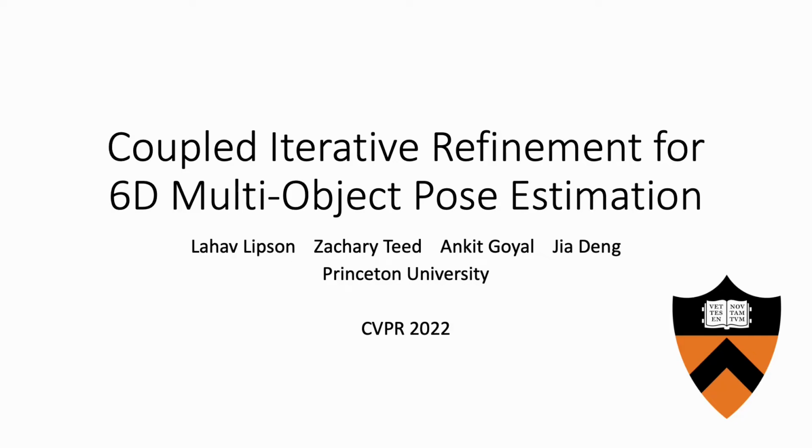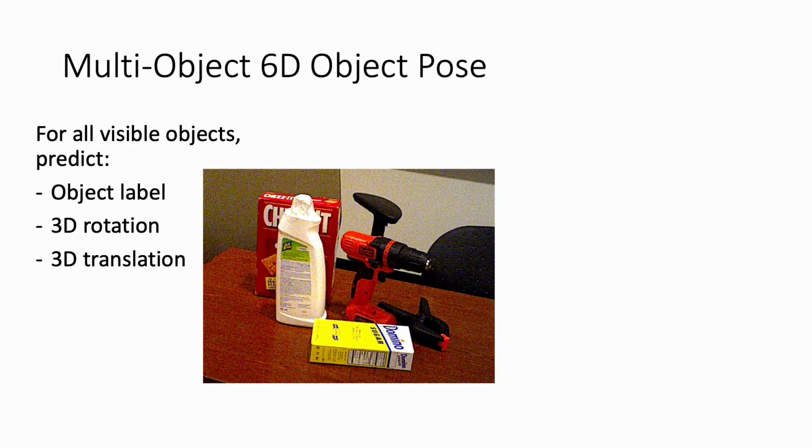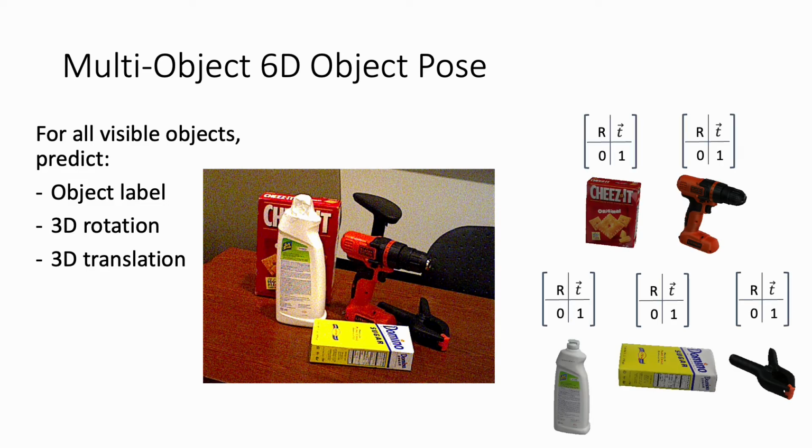We introduce our work, Coupled Iterative Refinement for 6D Multi-Object Pose, published at CVPR 2022. We address the task of 6D multi-object pose. Given a set of known 3D objects and an RGB or RGB-D input image, we detect and estimate the rotation and translation of each visible object.